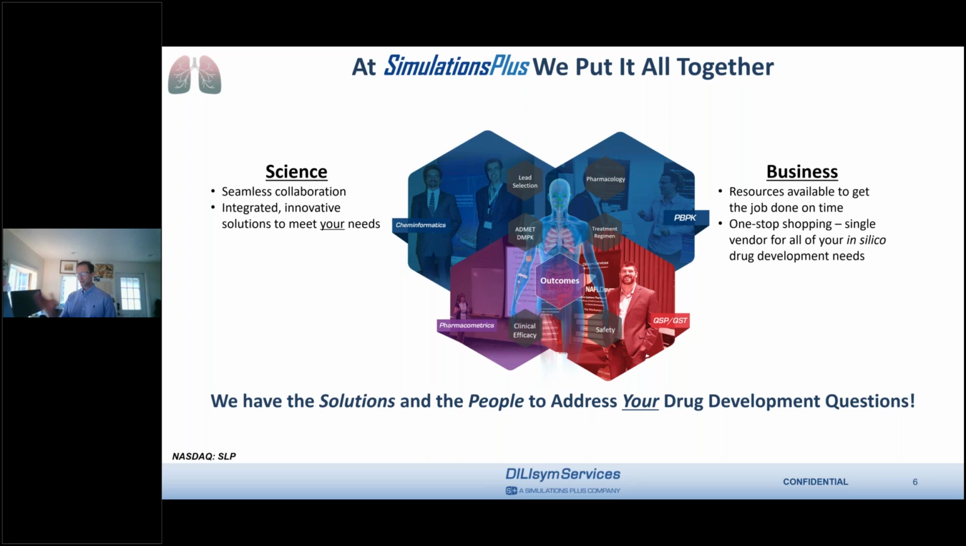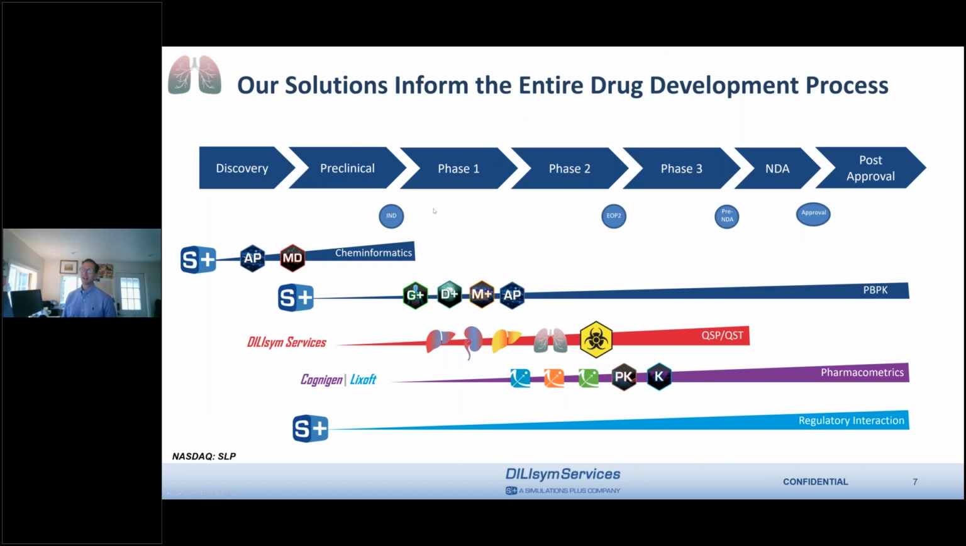In addition, as I mentioned, we have software and services. As we look at where those fit in reality, we have the ability to help throughout the pipeline, from the earliest discovery all the way to NDA, post-approval, and all spots in between. Depending on what the needs are, we're able to apply our software, our science, our services to help all of those. For the remainder of today, we'll obviously be focusing on this middle one, the DILIsym Services QSP, QST.